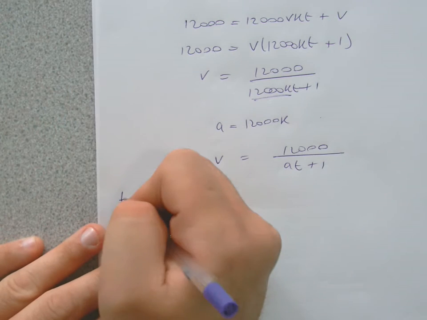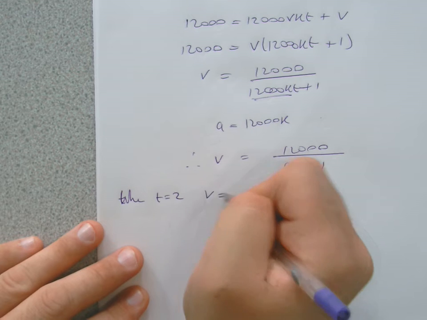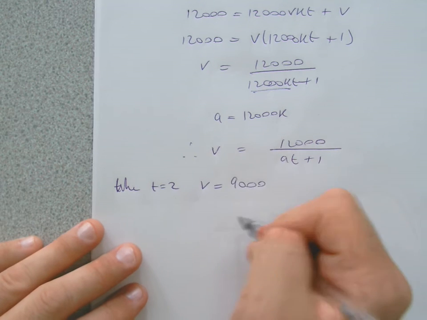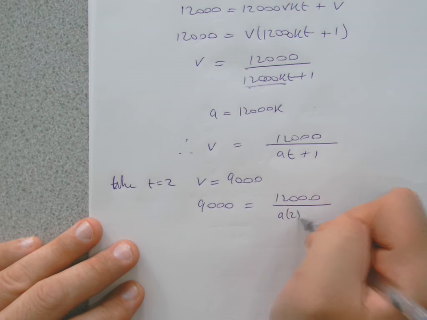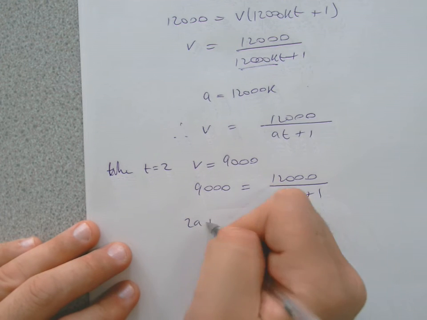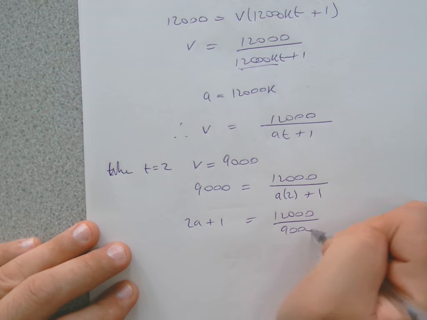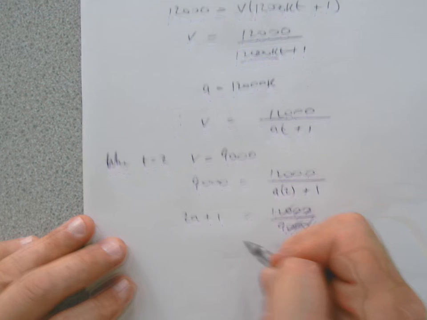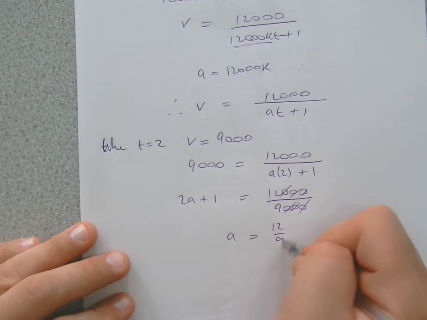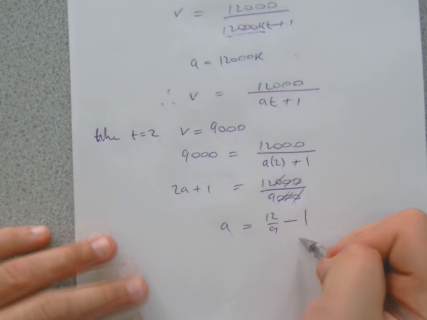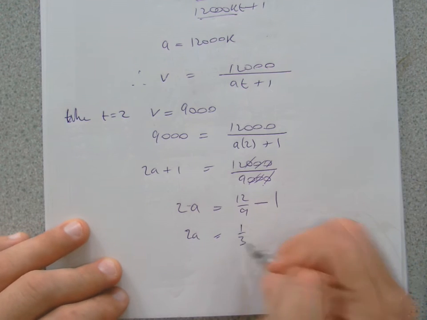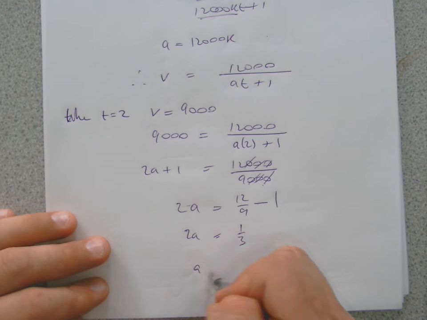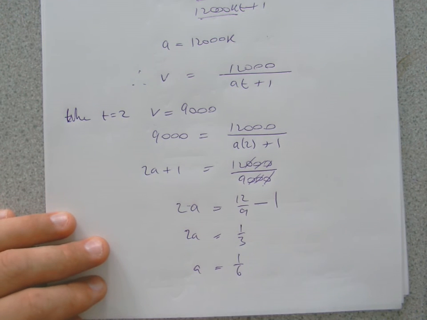So when t equals 2, the value is 9,000. So 9,000 equals 12,000 over (a times 2 plus 1). If we take that up there, we get 2a plus 1, and take the 9,000 down and divide. So use your calculator. Then 2a plus 1 would be 12 over 9, and you take away 1. That's what 2a is. So 2a will be equal to 1/3, and then a will equal 1 over 6. I'll leave that as a fraction, because that's what I believe a is equal to.